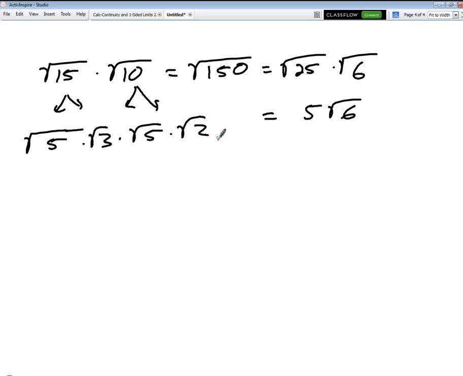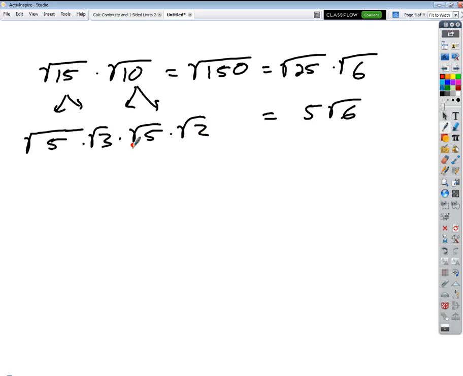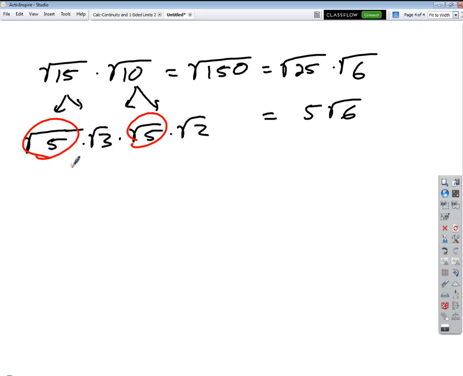Well, what do you notice? Look at this. I've got a square root of 5 squared. A square root of 5 times the square root of 5 is, well, 5, right? Square root of 25, which is just 5. If you multiply a square root times itself, that's effectively squaring, and it just undoes the radical, right? So this becomes a 5.